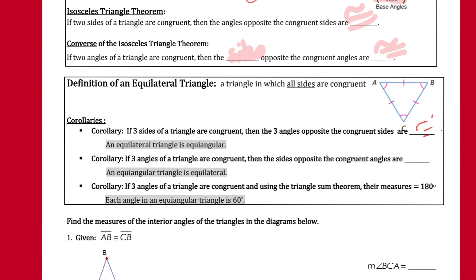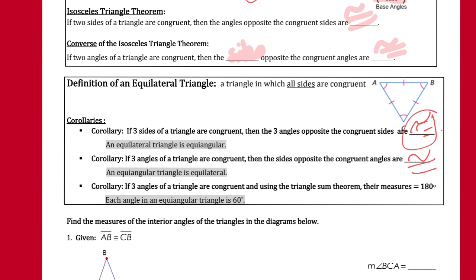It's not writing very well. That's a congruent symbol. It looks like, I don't know, an elephant, a bad one. If three angles of a triangle are congruent, then their opposite sides will also be congruent. And if three angles of the triangle are congruent, using the triangle sum theorem, each of those angles will be 60 degrees. So those are kind of results of having an equilateral triangle.